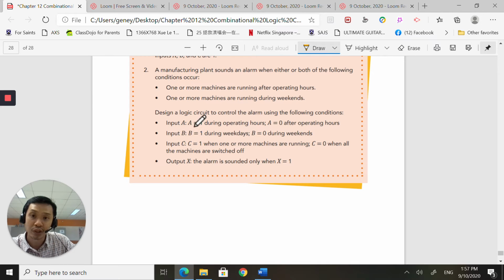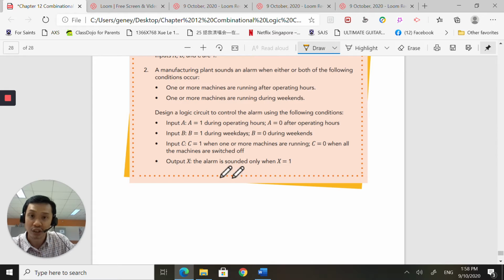A is 1 during operating hours, and 0 is after operating hours. B is 1 during weekdays, 0 during weekends. And C is 1 when one or more of the machines are running, or 0 when all machines are switched off. So the first thing is, the output is sound the alarm only when X is 1. So these are the conditions.